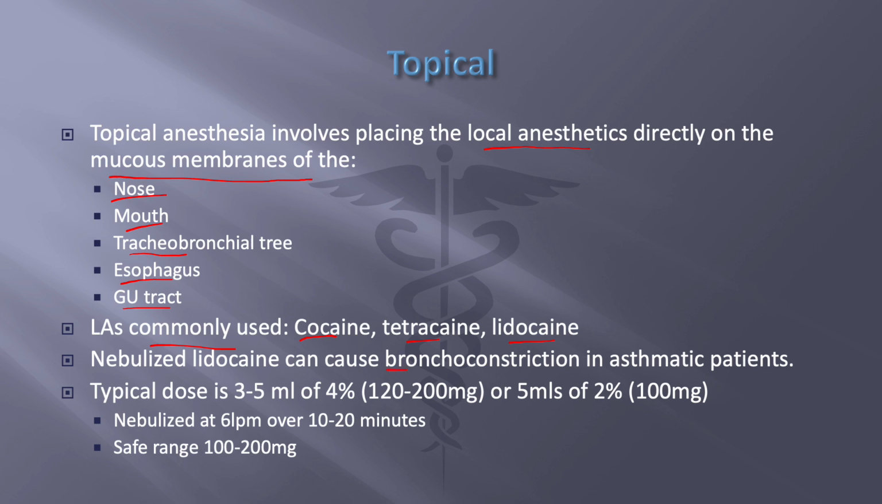Nebulized lidocaine can cause bronchoconstriction in our asthmatic patients, so if we do that, we need to make sure that usually they use an albuterol treatment in conjunction. Typical dose for this is going to be 3 to 5 mils of 4% or 5 mils of 2%. That's going to be nebulized at 6 liters per minute over 10 to 20 minutes. Okay, it's important that when we're nebulizing a patient for an intubation, if we're going to nasally intubate them, then we want them to breathe through their nose. If we're going to orally intubate them, then we need them to breathe through their mouth, because we want that local anesthetic to hit those mucous membranes.